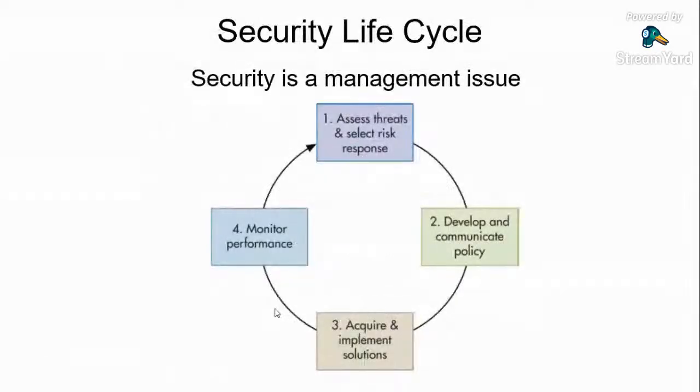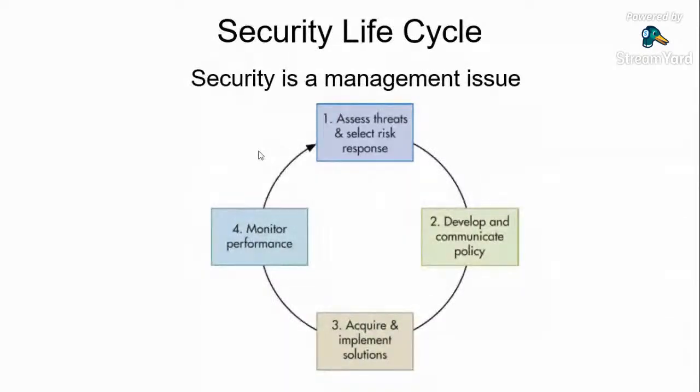So yes, we are now discussing information security, and here you can see the security life cycle, which has four stages. First stage is assess the threat and select the risk response. So risk assessment is the first step. We have to go through various systems, subsystems, endpoints where users communicate, and find out whether proper control exists or not. Otherwise, we have to develop the control there.